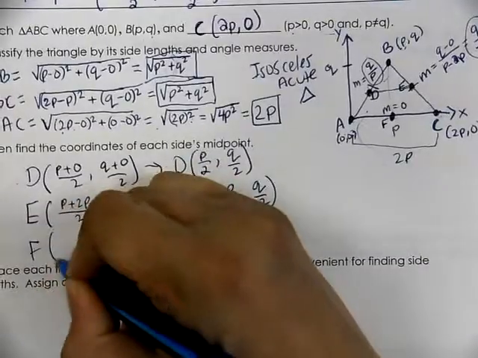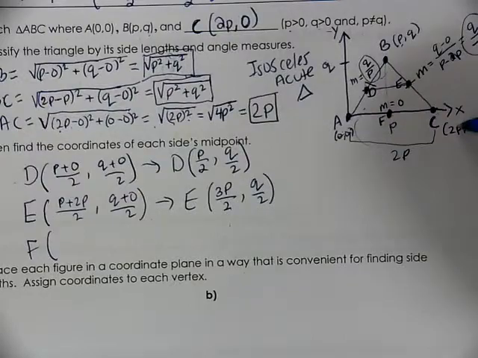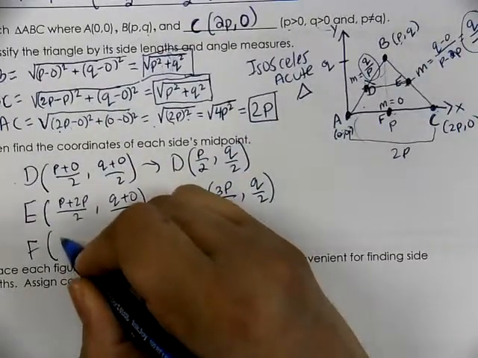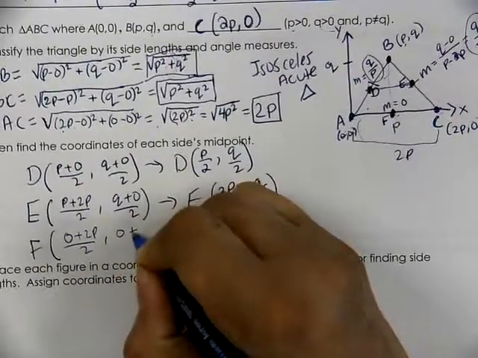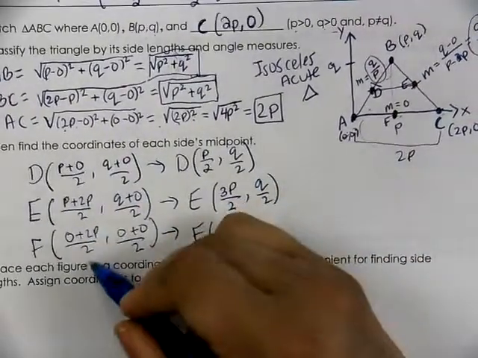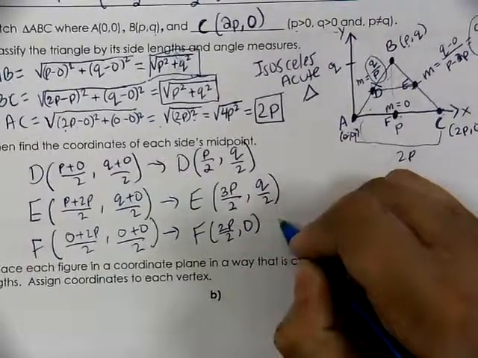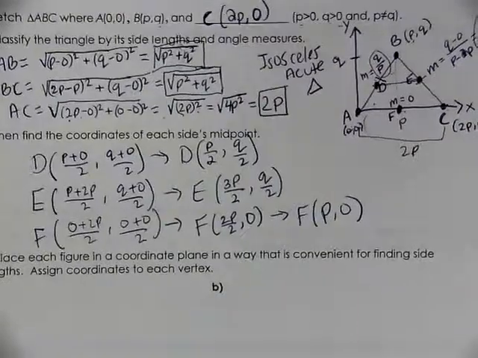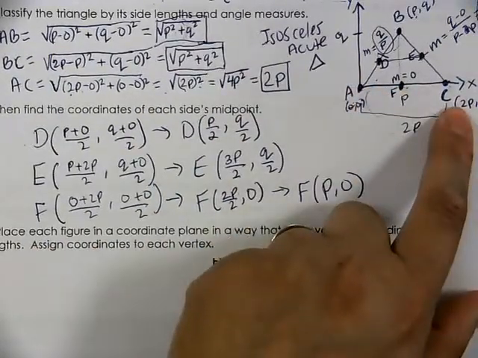All right, and finally F, you don't have to actually use the formula. You could just say what's halfway between 0 and 2P, and it would have to be at P. So we know it's P, 0, but if you do want to show work, here is the work. 0 plus 2P, 0 plus 0. So that comes out to 2P over 2, comma 0, which is really P comma 0. You don't need all this work if you just look at the diagram and say what's halfway between 0 and 2P.